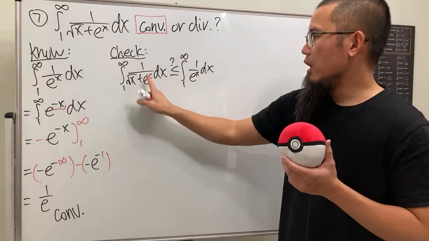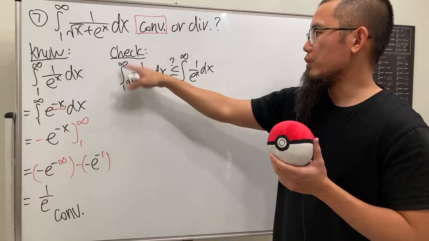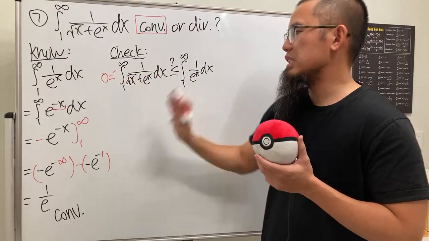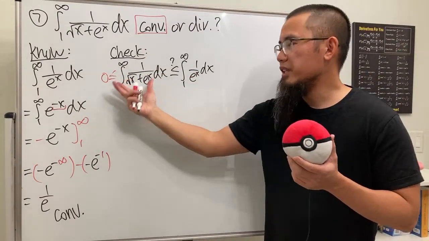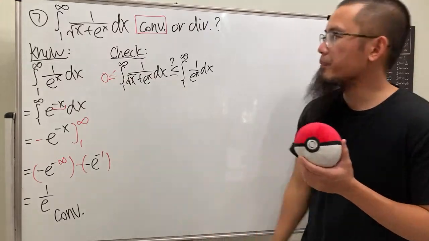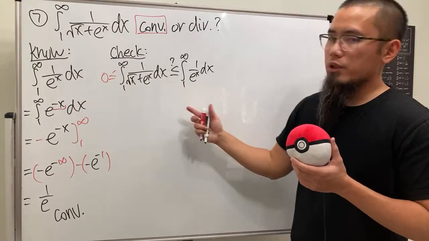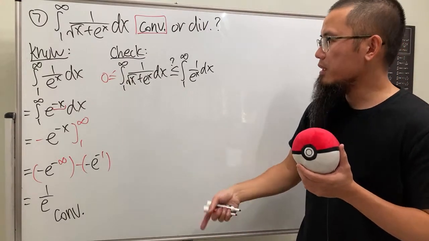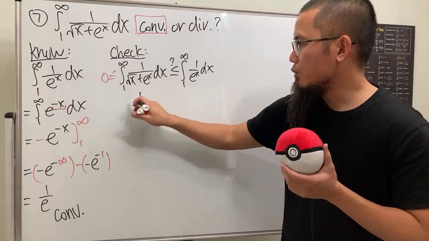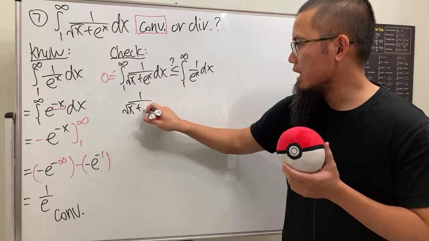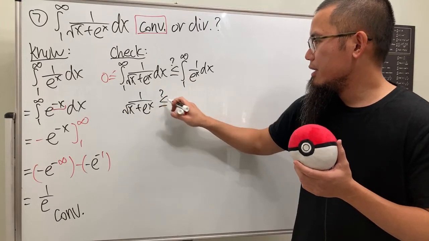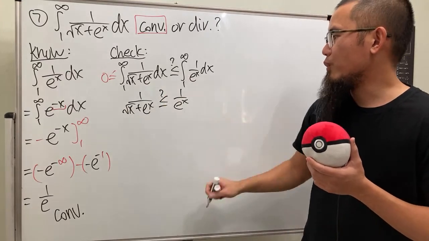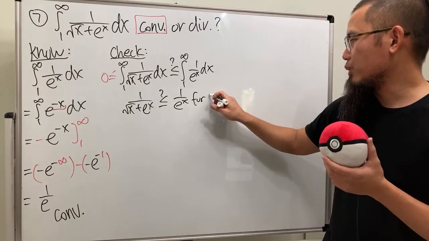And you see, everything is positive, and then we go from 1 to infinity, so you know everything is positive, right? So we don't need to worry about this being negative infinity. No. And because both integrals go from 1 to infinity, just compare the inside. So we have 1 over square root of x plus e to the x. This right here is actually just really straightforward, but we just have to kind of write it down nicely.